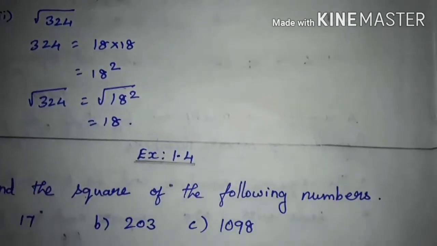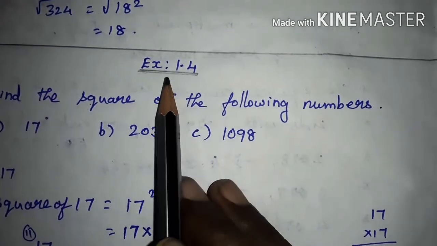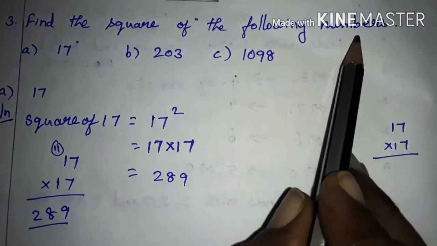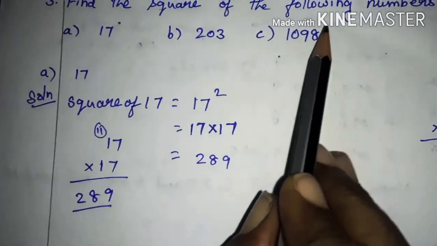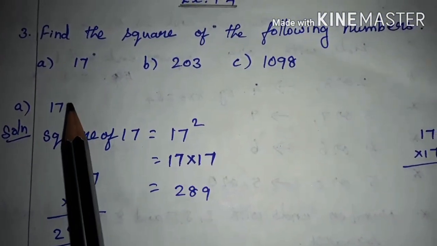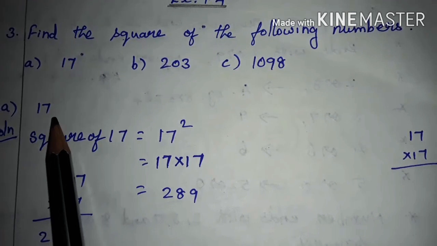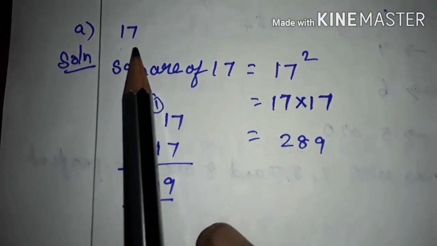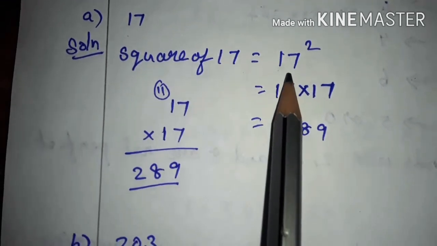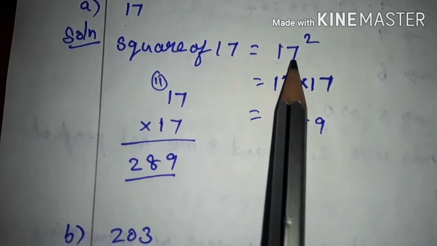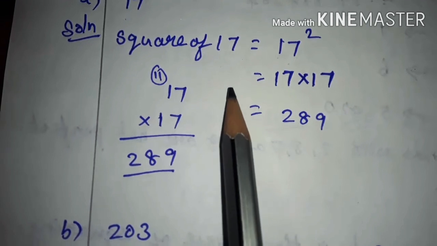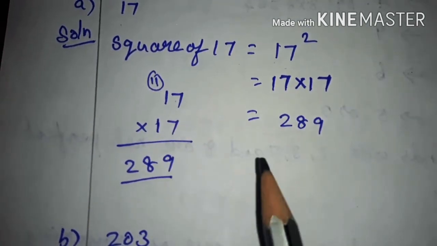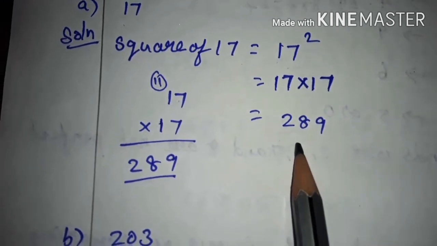Now we will see some exercise sums from 1.4. Third sum, find the square of the following numbers. To find the square of the following numbers, you have to multiply the given number by itself 2 times. That is, to find the square of 17, you have to multiply this 17 2 times. Square of 17 can be written as 17 square, which can be written as 17 into 17. You have to multiply it and write the answer as 289.